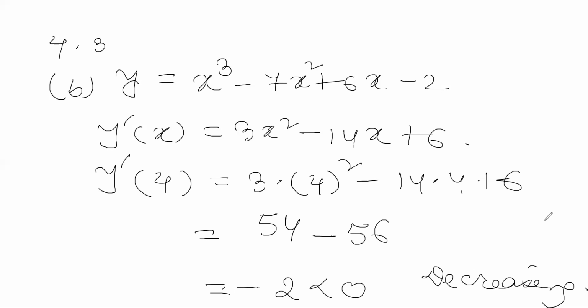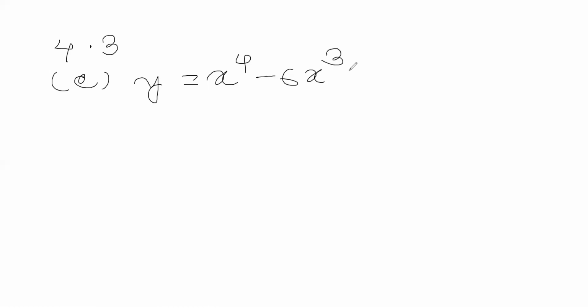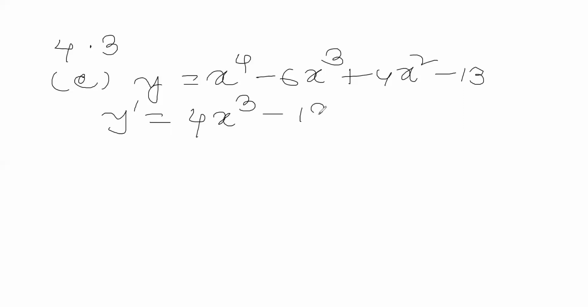Okay, let's take a third example and let's see whether we find any different things or not. So in 4.3c, y is given as x to the power 4 minus 6x cubed plus 4x squared minus 13. Now here, if we take the first order derivative, this is 4x cubed minus 18x squared plus 8x.